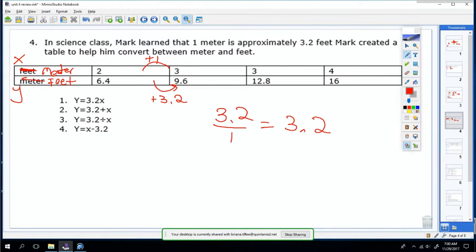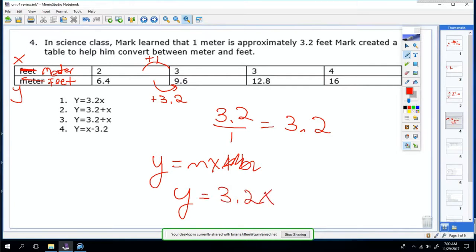Well, since this is my m, we're going to have y is equal to mx plus b, but in this case, b is 0, so this goes away. So you have y is equal to 3.2x. So the answer is 1. Okay.